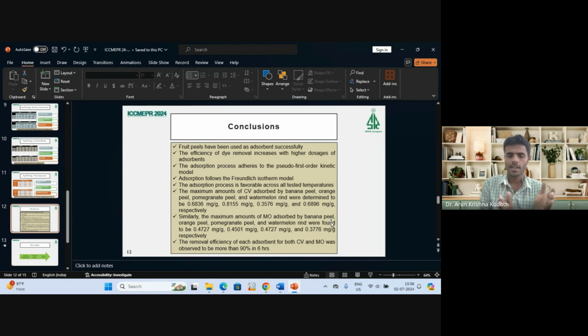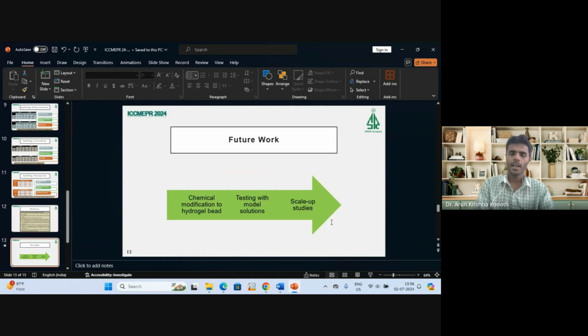And the different adsorption capacities, as I have already mentioned in the previous slides, and the removal efficiency of each adsorbate, for both crystal violet as well as methyl orange, was found to be almost 90% in 6 hours of time. And this is the preliminary study of our work, and the future plan will be focusing on the chemical modification of the hydrogel bead.